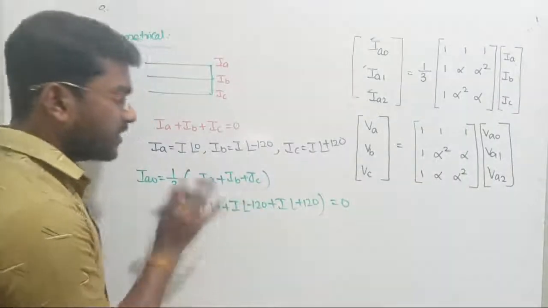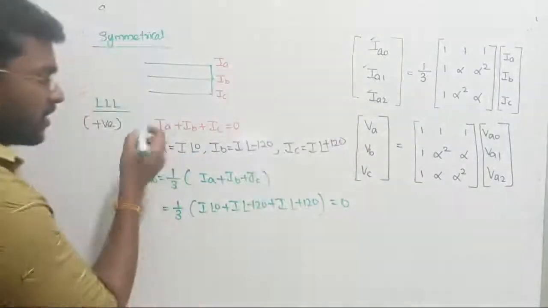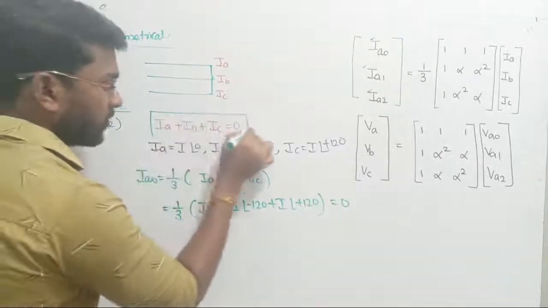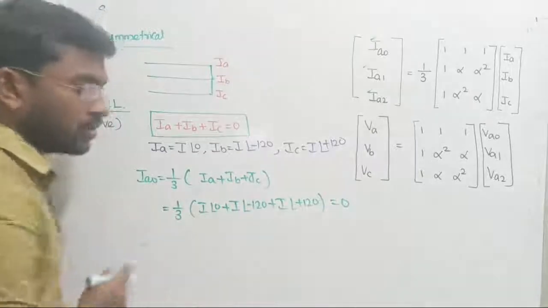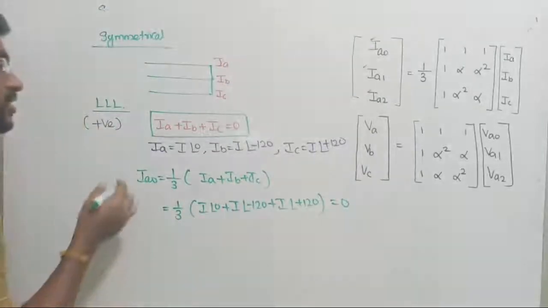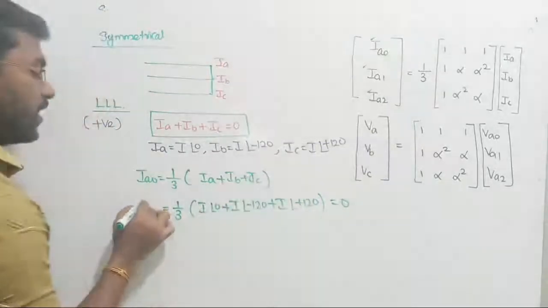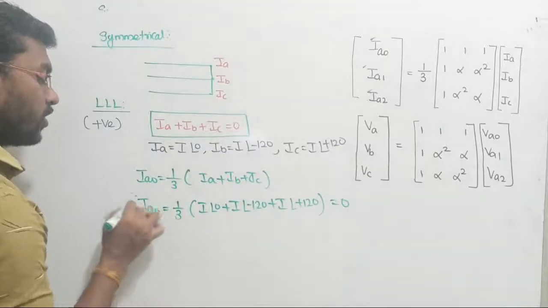Is there any other thing? We are just adding these three quantities. Since we are discussing a balanced system, there is a symmetrical fault. In a symmetrical fault, the addition of these three components will always be equal to 0. That we know. So the zero sequence component will never exist in case of a symmetrical fault.